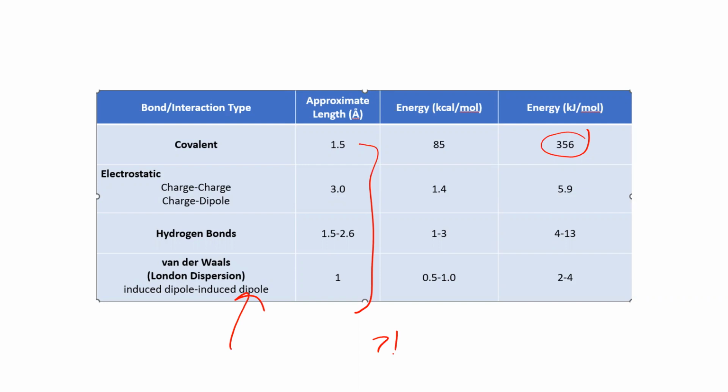If you're greater than 1 angstrom away, it's not going to be very helpful. And then covalent and hydrogen bonds are actually pretty similar. So most likely you might get a question about van der Waals interactions. Just remember those are the shortest bond length, and your electrostatic ones are the longest, which makes sense, right?